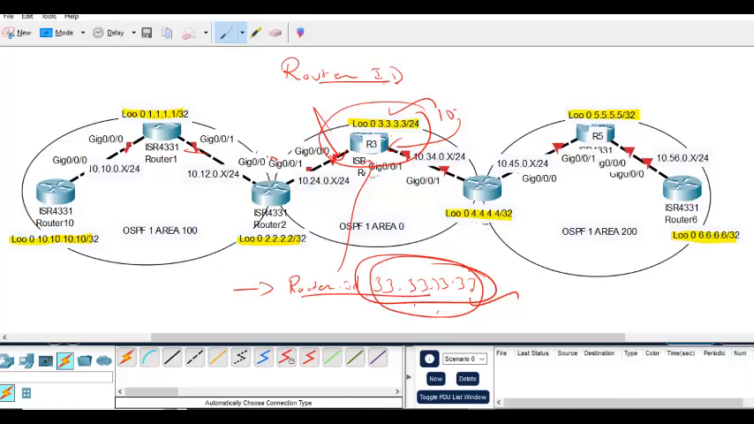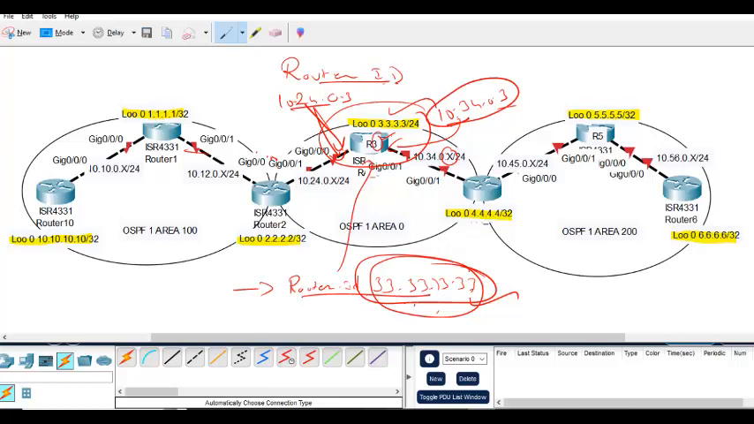10.34.0.3. This X means the router number. What is the router number? 3. So router 3. What is the address here? Can someone say 10.24 dot? What is X? I told you just now. X is the router number 3. Now, which one is bigger? This is bigger. So that will become the router ID.